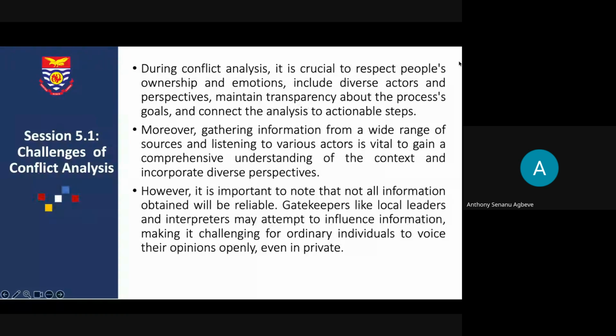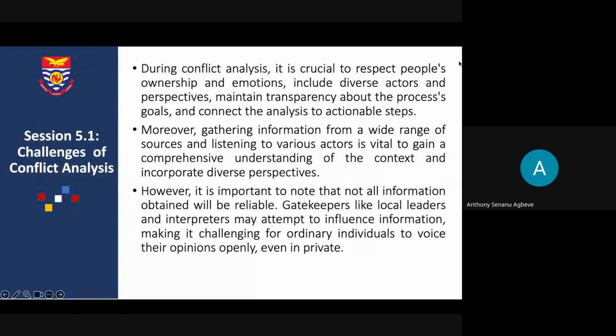And then also, one of the challenges is that the reliability of the information you get can be problematic, right? In conflict situations, people are emotional. So people might want to give you information that they feel, from their point of view, is the right thing. And that can also be a challenge, right? If you don't get reliable information from diverse sources, that can be very challenging.